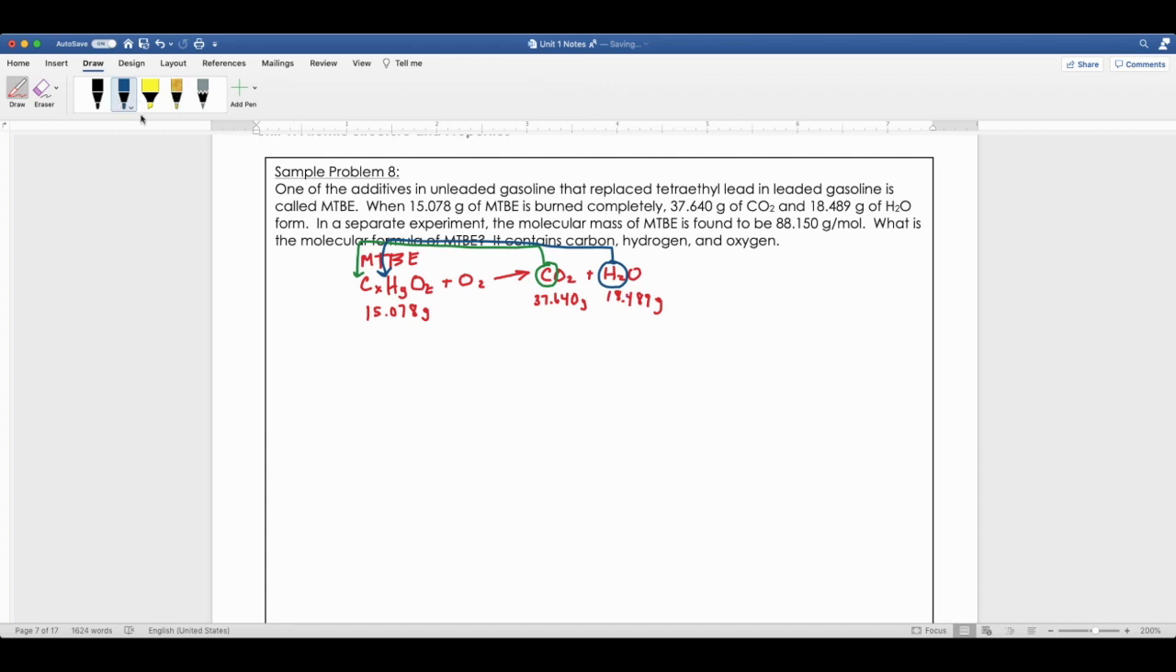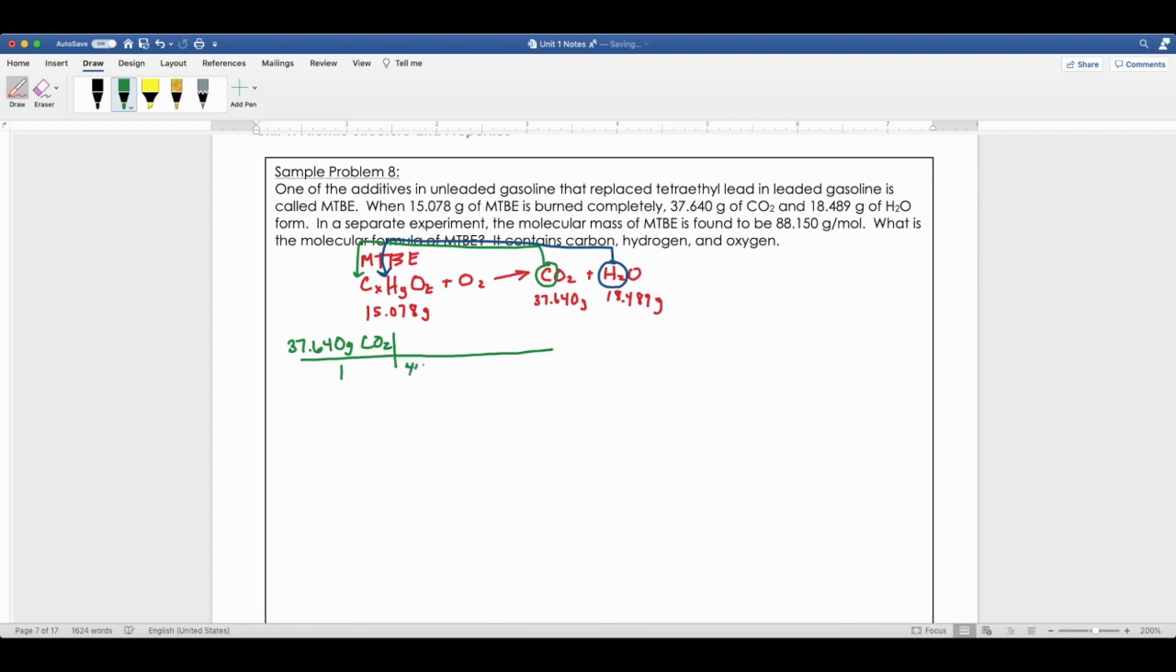So let's keep this color coded here. I'm going to do green first. Let's figure out what mass of carbon is in this sample. So of the 15.078 grams, what mass of that is carbon? I know I produced 37.640 grams of CO2. Let's convert this to grams of carbon.